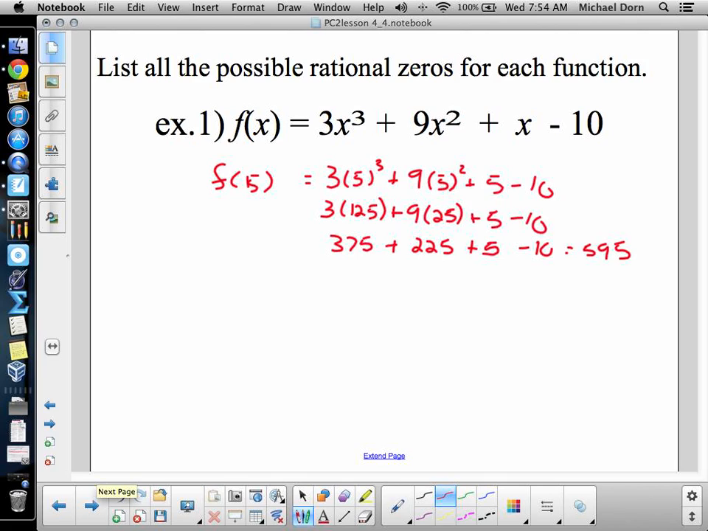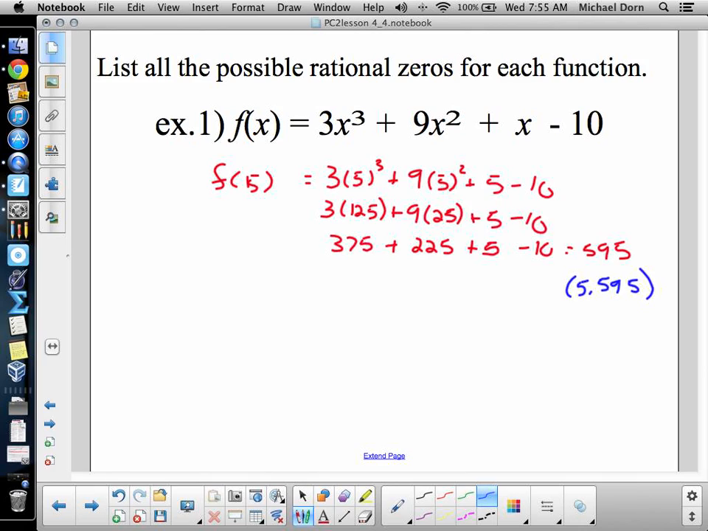Okay, not too bad with 5, but it takes some time. What synthetic does for us, so anyway, we just got the point (5, 595) on this function. That's a fun point, isn't it? You have to graph it. What synthetic does for us is it gets us the same result using the synthetic process.